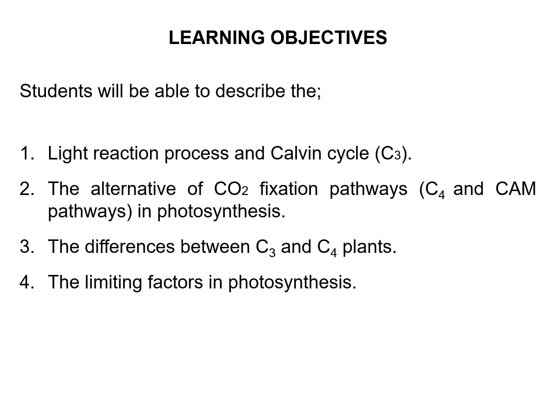In this objective, we will scrutinize the light reaction and Calvin cycle, especially in a common type of plant, which is classified as C3 plant. The alternative carbon dioxide fixation pathway is where we are going to look into the details of C4 and CAM type of plants in performing photosynthesis.